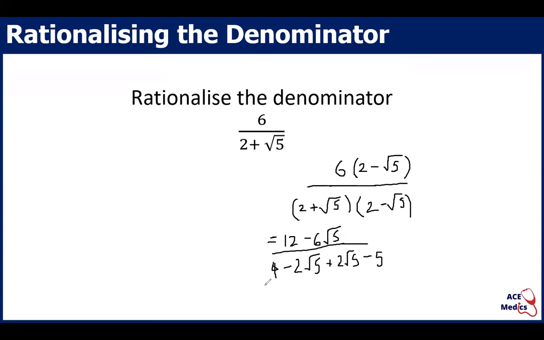-5. Okay? When we then simplify it, we're going to have 12 minus 6 root 5 over 4 take away 5 is -1, minus 2 root 5 plus 2 root 5, that's 0. So it's over -1. So we can just put a minus in front of that and a plus because it's been divided by -1, so it becomes a positive.